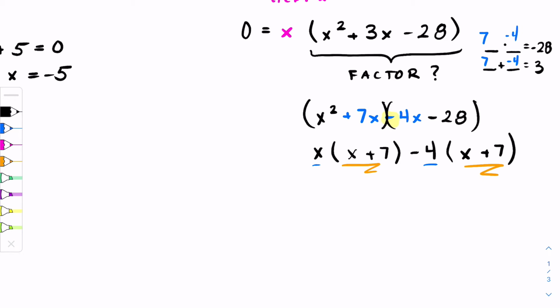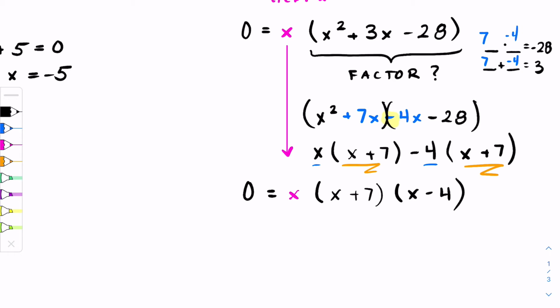Don't forget when you write this in factored form that you did take out a GCF, so we need to make sure that comes back into our solution. So 0 is equal to our GCF of x, our common factor of x plus 7, and our GCFs of x minus 4.